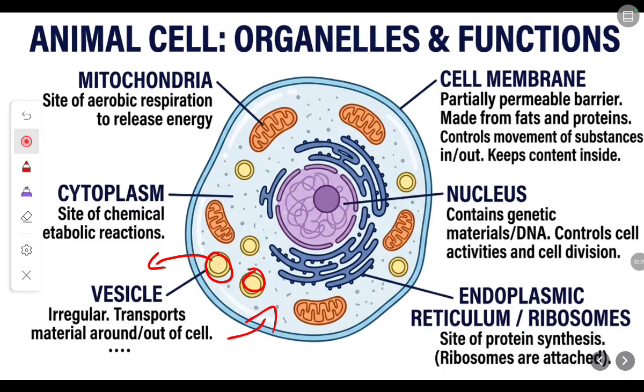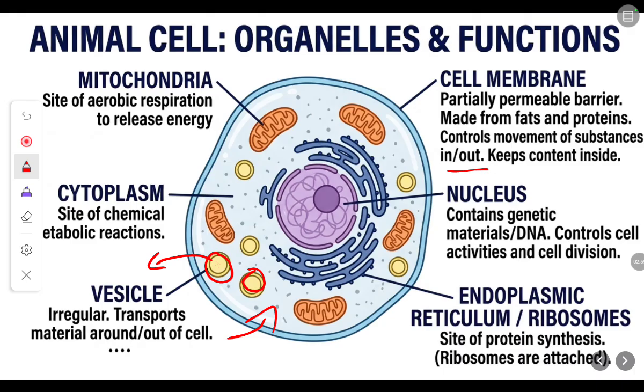Now for the cell membrane, it is a partially permeable membrane. It is made from fats and proteins. It controls movement of substances in and out, and it keeps the content inside. So this cell membrane prevents the content of the cell from leaking out of the cell. Basically, the cell membrane is a wall, and that wall prevents all of the organelles inside the cell from leaking out, and it controls the movement of substances in and out.